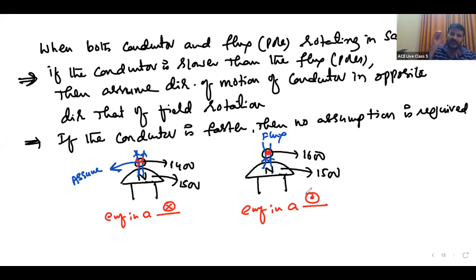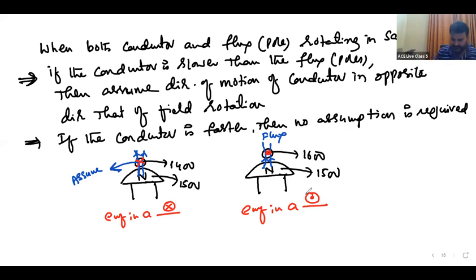Why am I saying these things? Because a damper winding is there in our synchronous machine. Damper winding works on the principle of induction. When rotor speed is more than synchronous speed, induction generator action. Less than synchronous speed, induction motor action. In the damper winding, this knowledge is required.